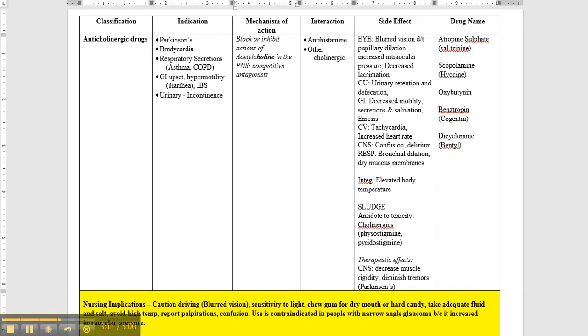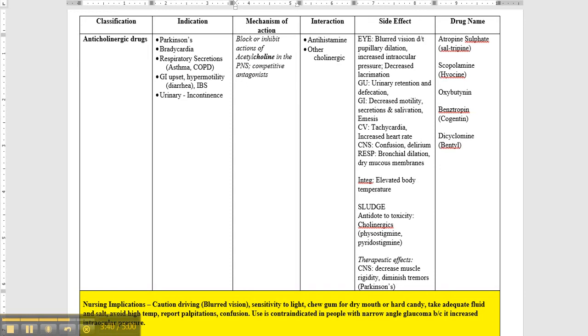If you look at the mechanism of action, these anticholinergics block or inhibit actions of the acetylcholine. Okay, that's the most important effect. And then other side effects include decreased salivation, decreased lacrimation, decreased urination, and so on. I think that should not be hard for you to tease out from the mnemonic SLUDGE. So what are some of the drugs?